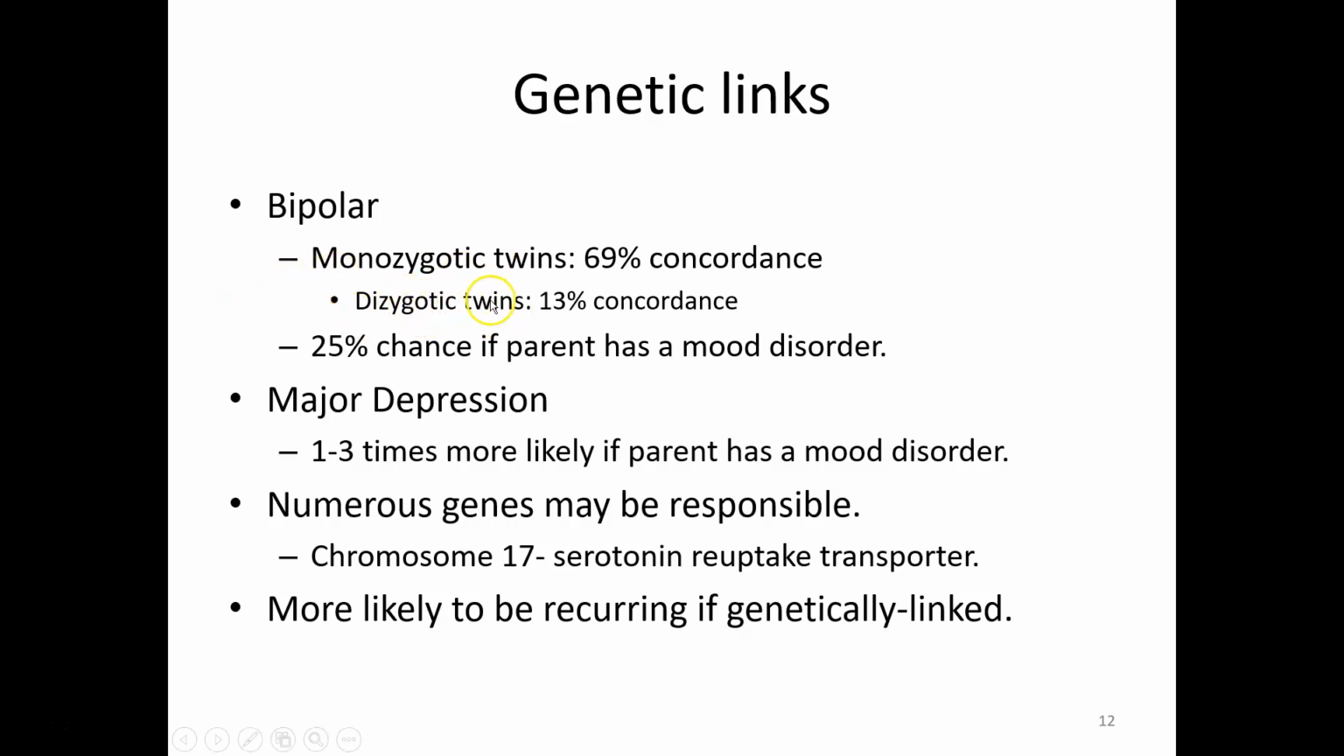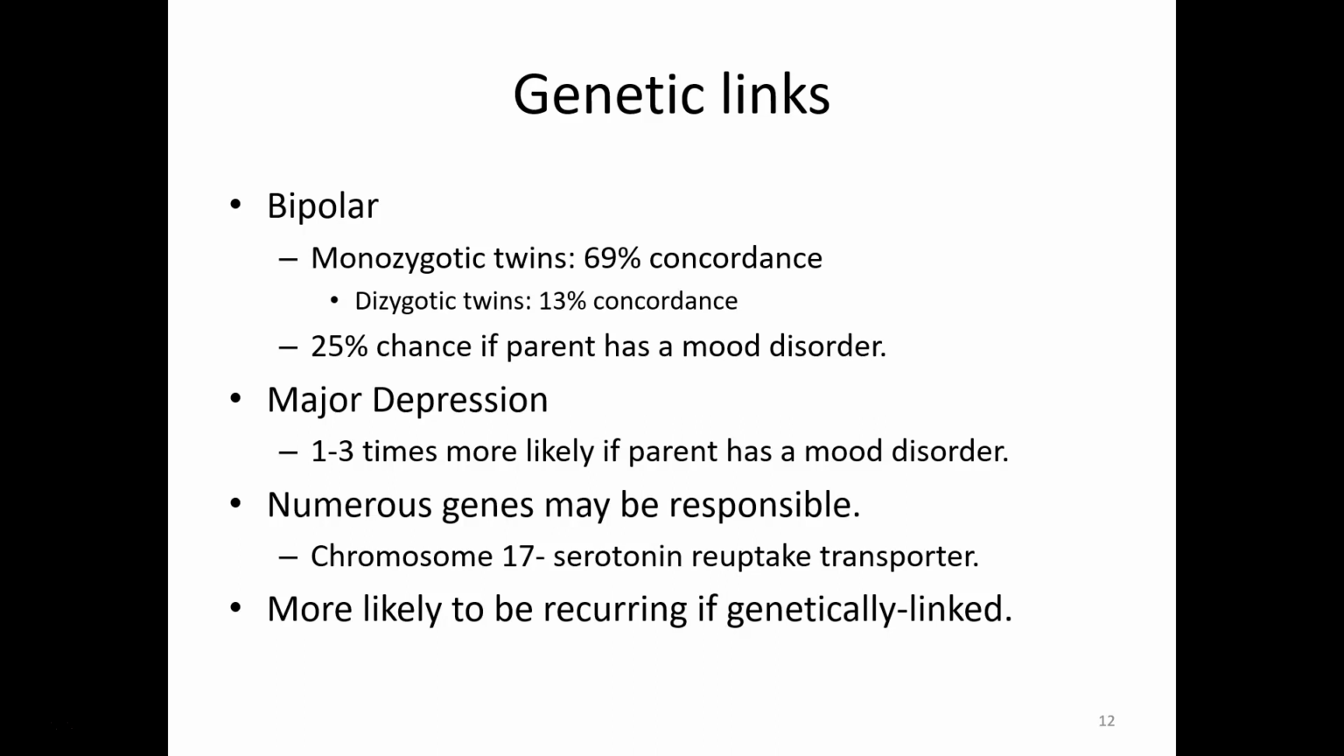Because monozygotic twins share 100% of their DNA with each other, there is a very strong genetic link. With dizygotic twins that share about 50% of each other's DNA, there's about a 13% concordance. Generally, with bipolar disorder, you have a 25% chance of developing it if a parent has had a mood disorder, especially if bipolar. If you have a sibling that has bipolar disorder, estimates range between 8 times and 18 times more likely to get it. So it's a pretty strong genetic link for bipolar. Major depression, on the other hand, does not have as strong of a link. With major depression, you are 1 to 3 times more likely to develop it if your parent has developed it.